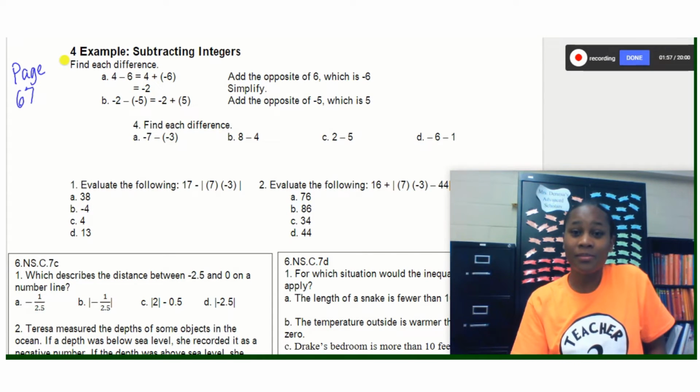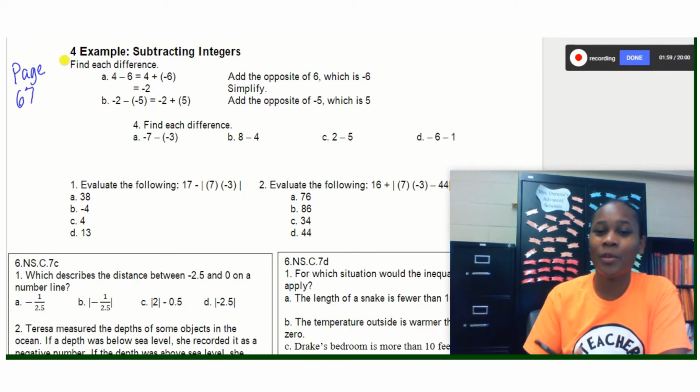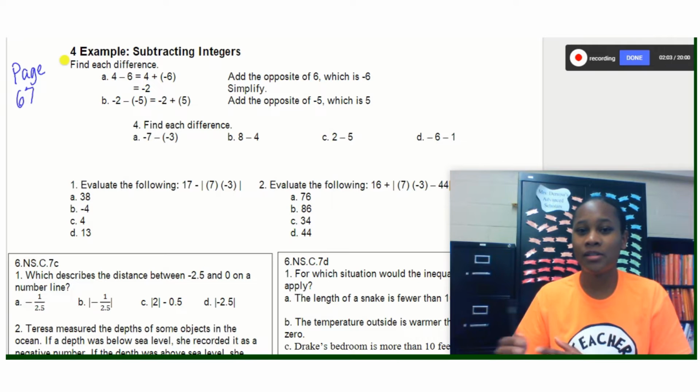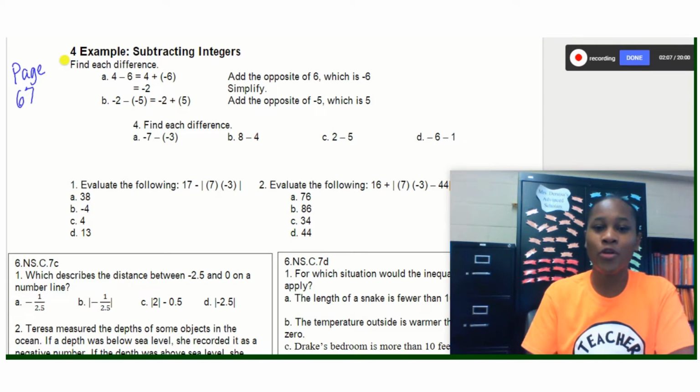So we are subtracting integers, and remember, you are always adding. You're either adding units to the right or adding units to the left. So keep that in mind throughout the lesson. You're always adding. So this first one says 4 minus 6. You can rewrite that as 4 plus negative 6.